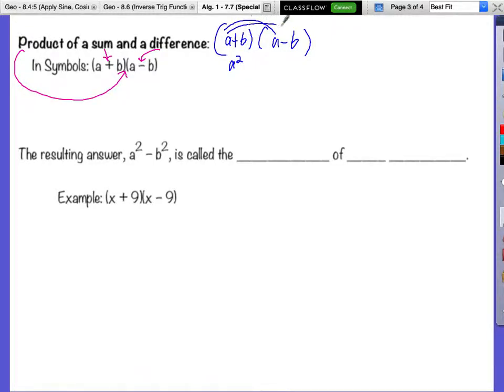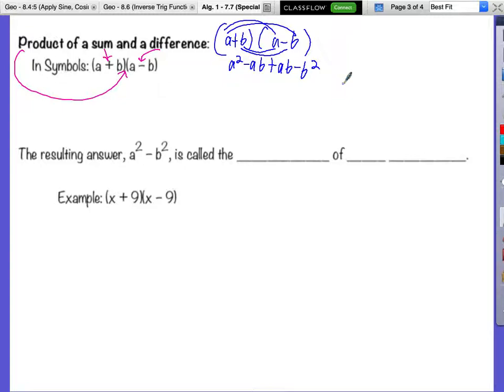Okay, a times negative b will be negative ab. B times a will be positive ab. You want to write that a first always. You want to write them in alphabetical order always, even though the b was first here. And b times negative b will be negative b squared. Does it make sense how we got those 4 terms from that? Okay, if you have questions on that, please ask now before we continue.